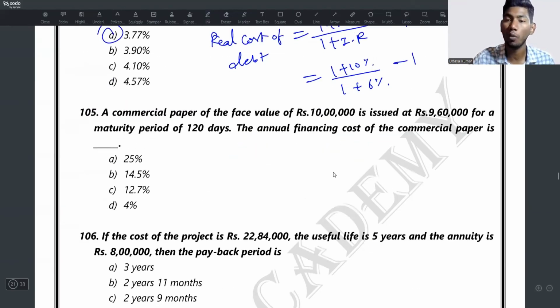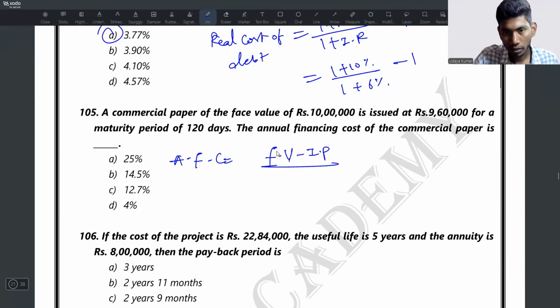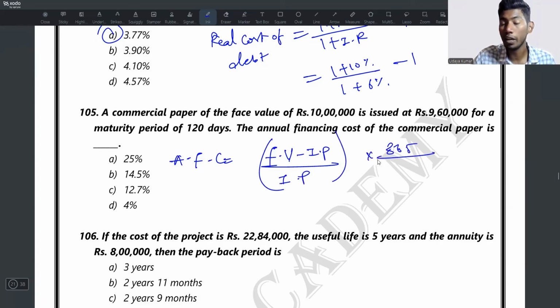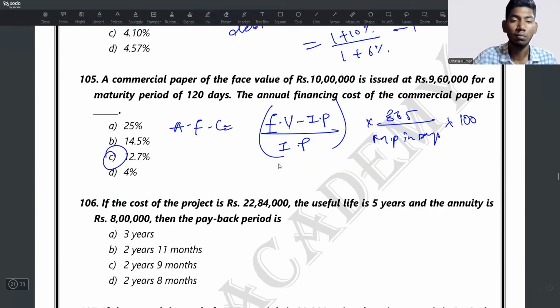A commercial paper of the face value of rupees 10 lakh is issued at 9,60,000 for a maturity period of 120 days. The annual financing cost of the commercial paper is, what is that? Annual financing cost he is asking us to find out. Clear? So the face value minus issue price divided by issue price, into 365 divided by maturity period in days, into 100. So if you substitute the values in this formula, you will be getting the answer. That is nothing but 12.7%.